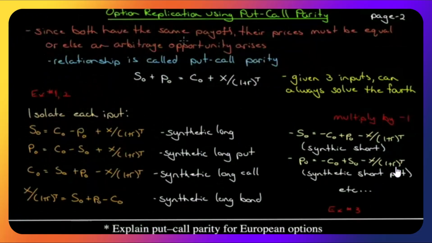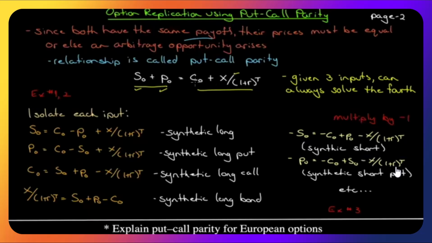Since both have the same payoff, their prices must be equal or else there'd be an arbitrage opportunity. This relationship is called put-call parity. Here's the protective put, here's the fiduciary call. Remember we said it would cost us the stock price plus the put price, and on the other side we said it would cost us the value of the call plus we would invest the present value of the strike price. This is called put-call parity. Given three inputs, if we knew a stock price and we knew the put price and we know what strike price we have, we could solve for what the value of the call option would be.